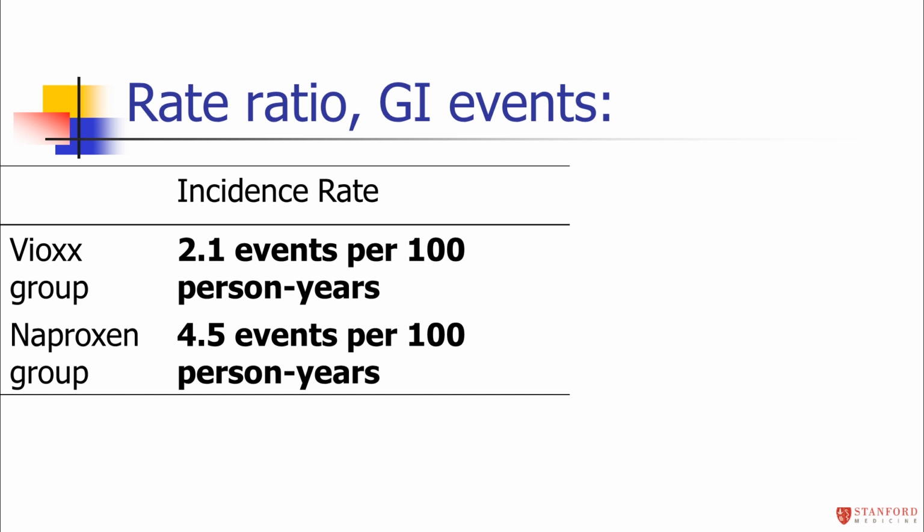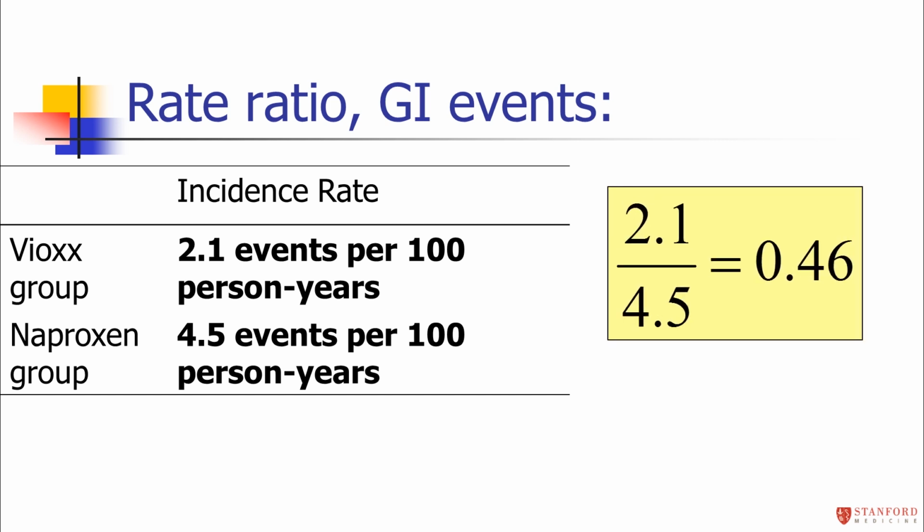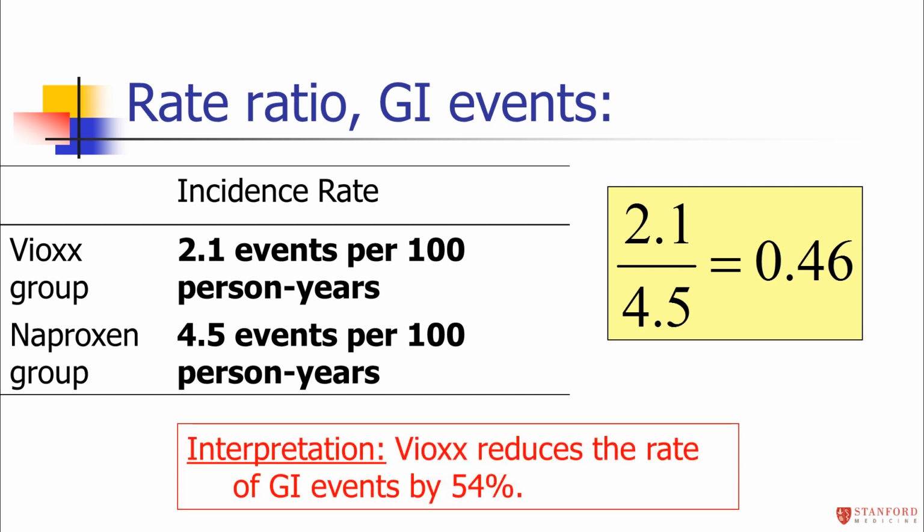Let's calculate the rate ratio first, starting with the GI event data from the Vioxx study we've been talking about. Incidence rates were 2.1 and 4.5 again. All we have to do here to make a rate ratio is to divide the two incidence rates. And notice because we're dividing two rates, the units here, the 100-person years, actually cancels out, and the rate ratio doesn't have any units, it's unitless. We come out with a rate ratio of 0.46. The interpretation is that Vioxx reduces the rate of GI events by 54%.